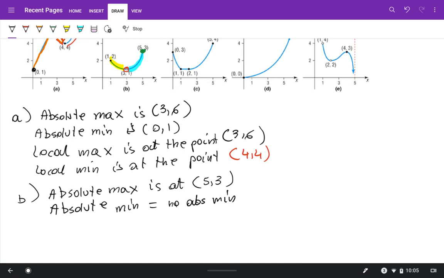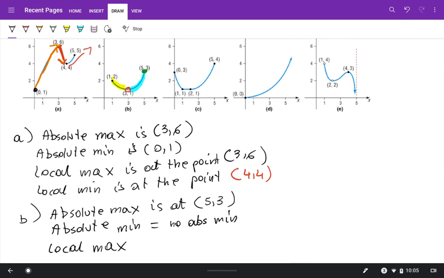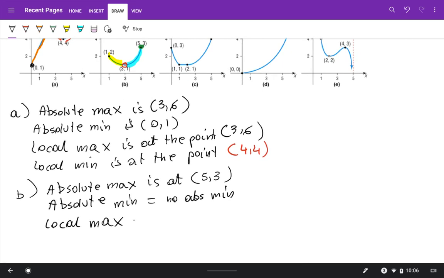Now let's talk about whether we have a local maximum. Just to review, a local maximum is a point where the graph switches from increasing to decreasing. We don't have a local maximum here, because (5, 3) is the absolute maximum, but it's not local, because look, the graph stops here. To find the local maximum, that's the point at which the graph switches behavior, from increasing to decreasing. So we don't have a local maximum.